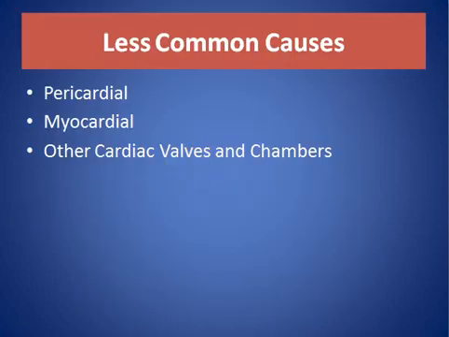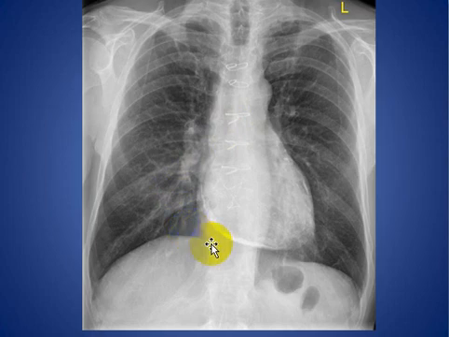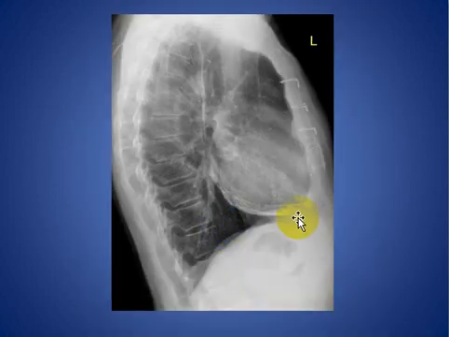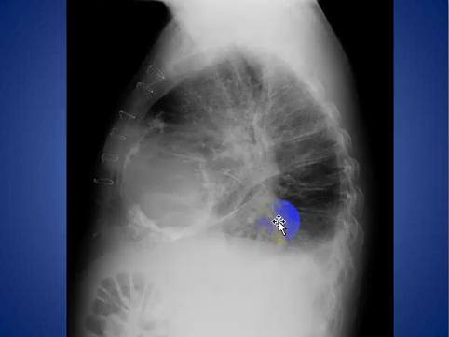Less common causes involve the pericardium, myocardium, and other cardiac valves and chambers. Pericardial calcification is usually associated with constrictive pericarditis. Here, this is an X-ray of a patient after sternotomy, and there is curvilinear calcification involving the pericardium in a patient with constrictive pericarditis, and here this is a sheet of calcification involving the pericardium in a patient with constrictive pericarditis.